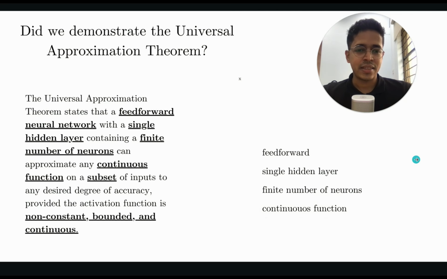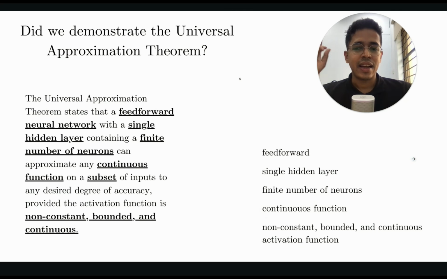It was x cube minus 3x square plus something plus 5, right? That was a continuous function. And we had a non-constant, bounded, and continuous activation function. What do we mean by bounded here? The boundaries are from minus 2 to plus 4 in our case. Non-constant, obviously, because we are using ReLU. ReLU is not constant. Is it continuous? Of course, it is continuous. So we have satisfied all these conditions.